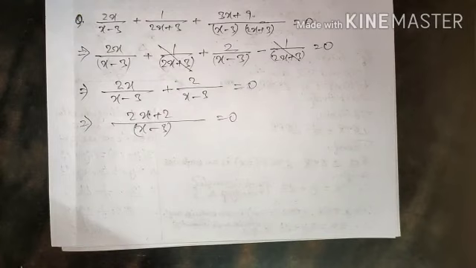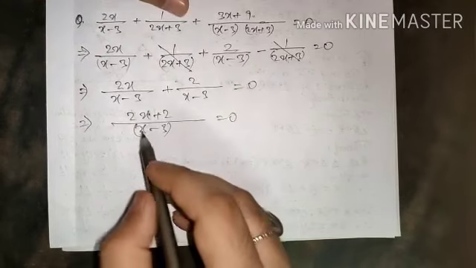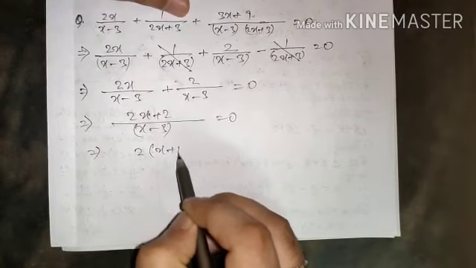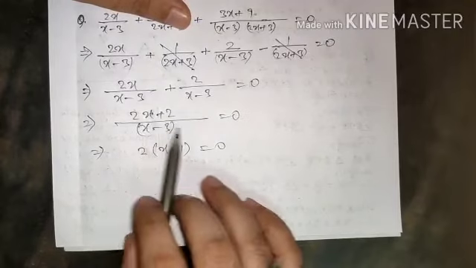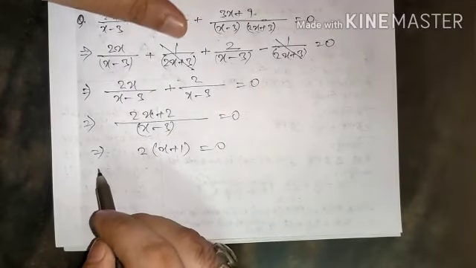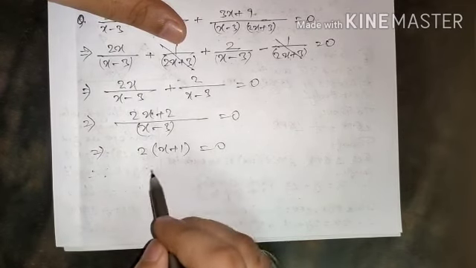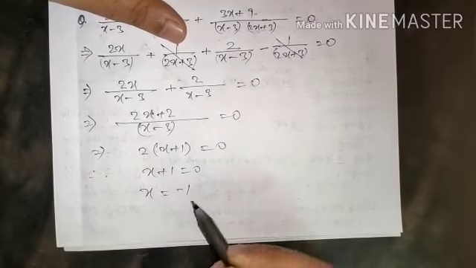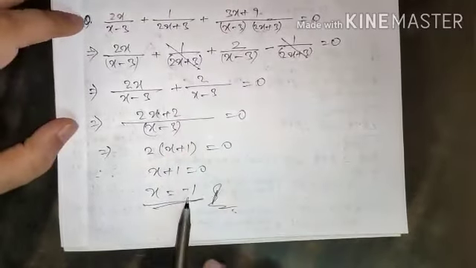What answer are we going to get? It will go for cross multiplication. We can write x plus 1 is equal to 0 by cross multiplication, and the denominator is not going to be equal to 0. Therefore 2 will also not be equal to 0, so we can make it x plus 1 is equal to 0. So x is equal to minus 1. The answer of this question is x is equal to minus 1.